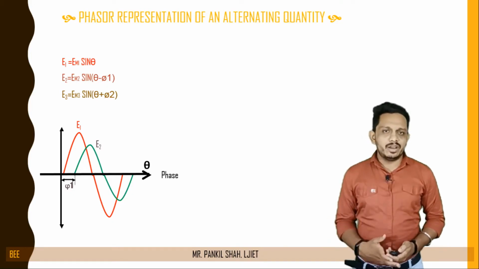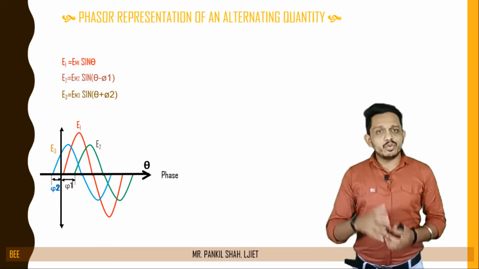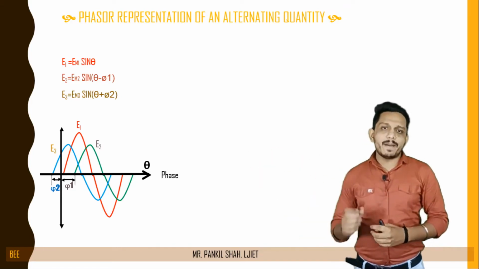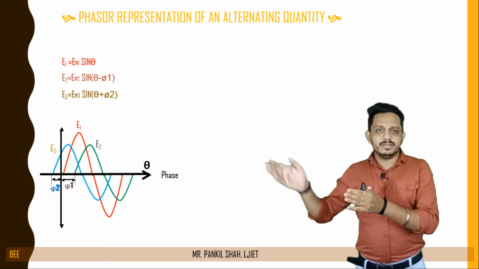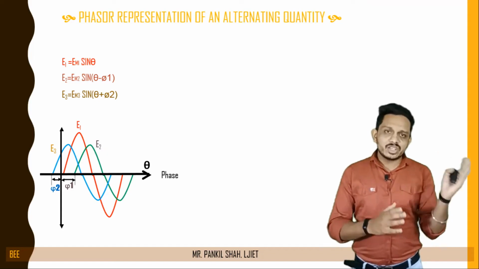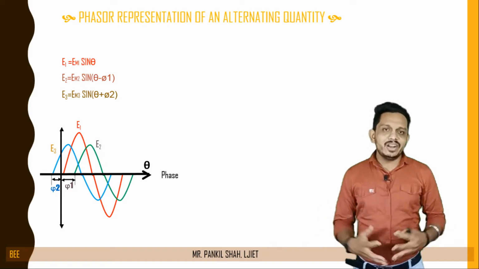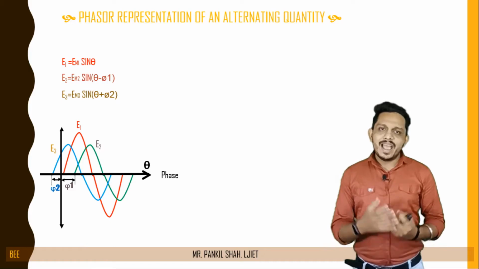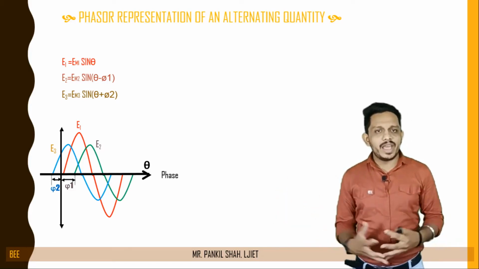Now let's draw the third vector, that is E3, and E3 leads from the reference. You can see that E3 has started before 0 degree by phi 2 degree. So it starts phi 2 degree early from our reference quantity, and it completes its one full cycle just before 2 pi. In this way you can define the lagging and leading vectors. Here E2 is known as the lagging vector by phi 1 degree, and E3 is known as the leading vector, or the leading quantity, by phi 2 angle.